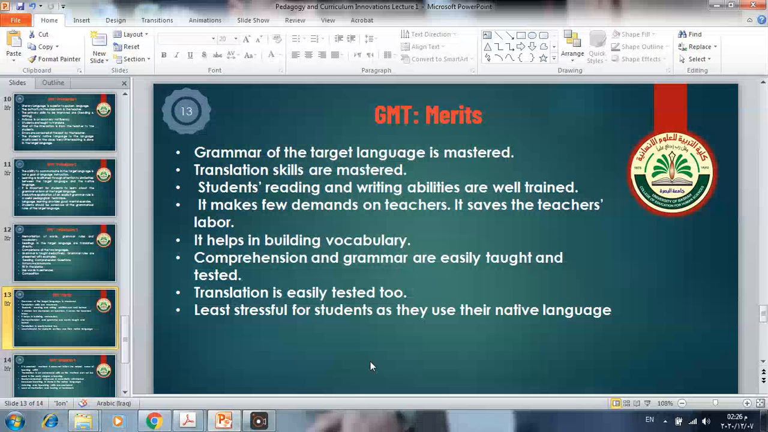Least stressful for students, so they use their native language. So it is not stressful for a student because the student does not have to use the target language. They can use their native language. Shy students will not feel stressed. Low level students will not feel stressed because whenever they feel they are trapped, they can use their native language, because the grammar translation method is less sensitive to the use of the native language.